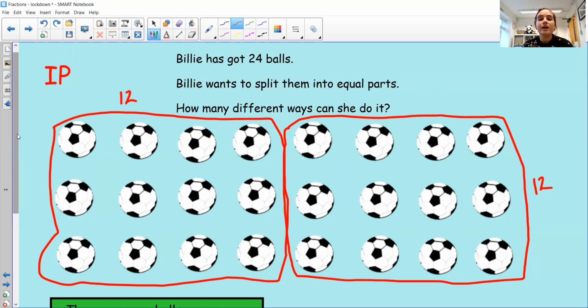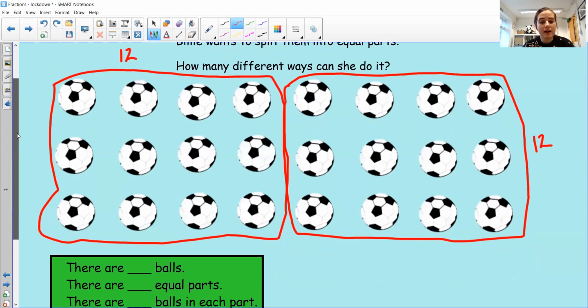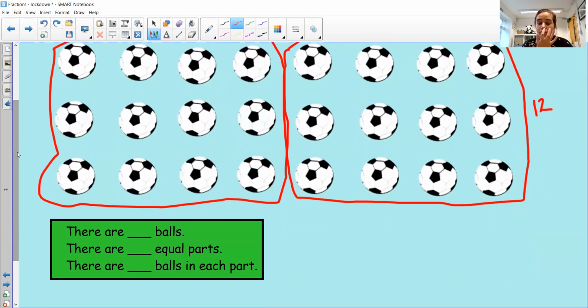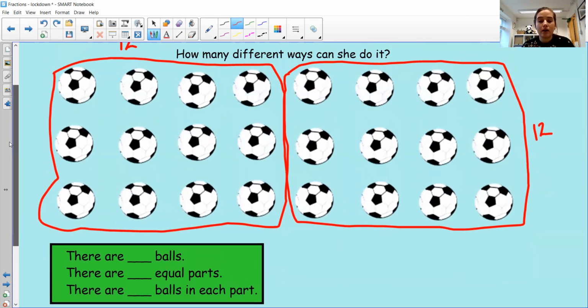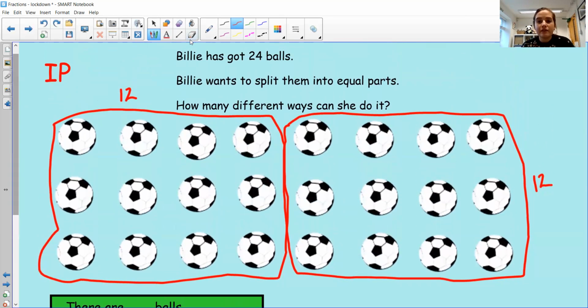Count out 24 and see how many ways you can split them into equal parts, so there's the same amount in each part. And I would draw a circle around your parts like I have to make it really visual and clear for you. And use this STEM language down here. There are balls, there are equal parts, and there are balls in each part. So in my case, there are 24 balls, there are 2 equal parts, and there are 12 balls in each part. So I'm going to leave you with this today.